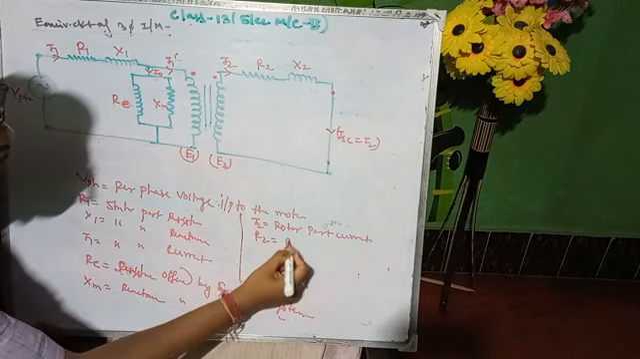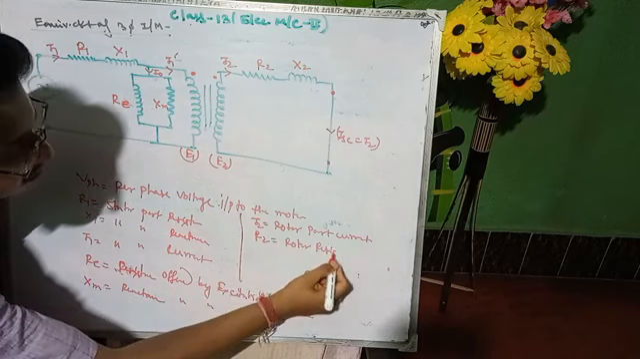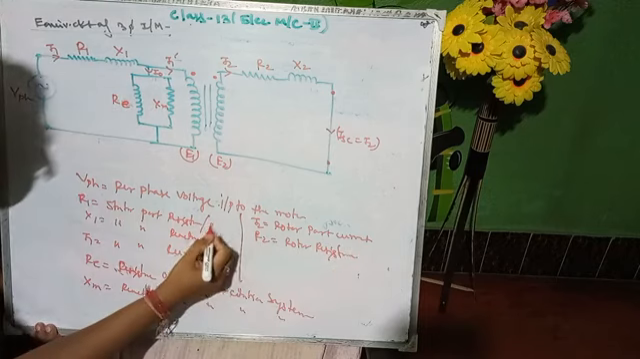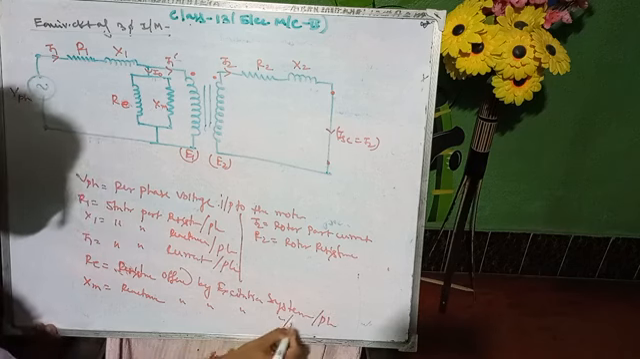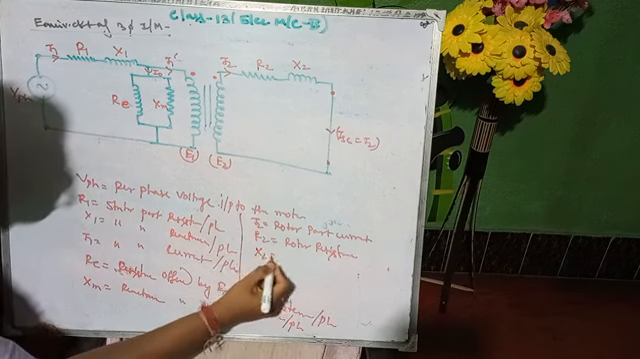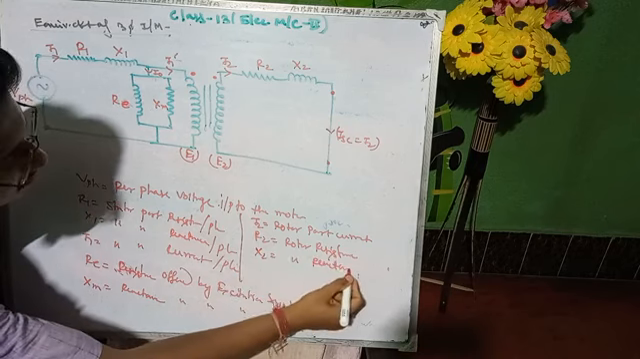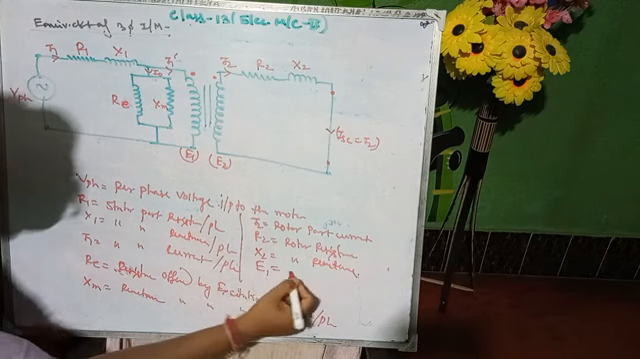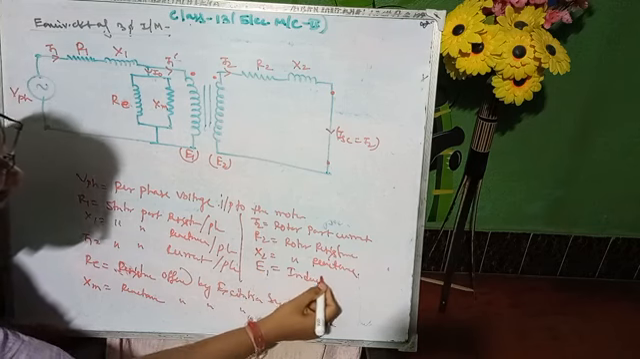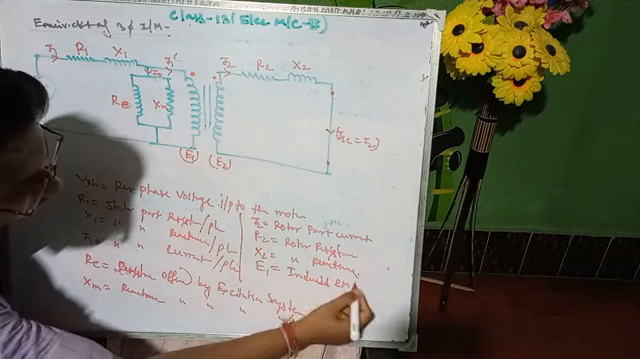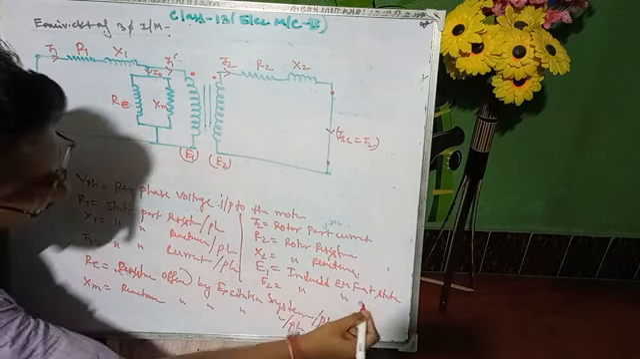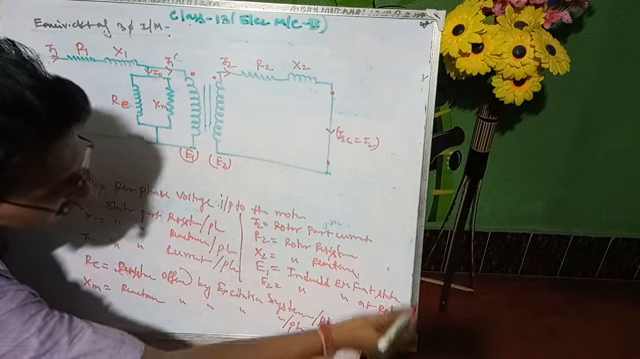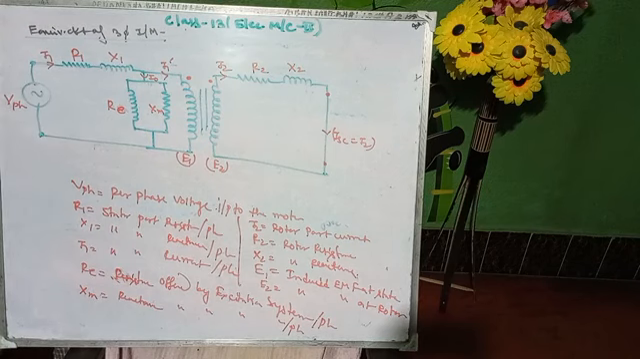R2 equals the rotor resistance, and always remember all the terms are per phase. X2 equals the rotor reactance, E1 equals the induced EMF at the stator, and E2 equals the induced EMF at the rotor. So this is all about your equivalent circuit.